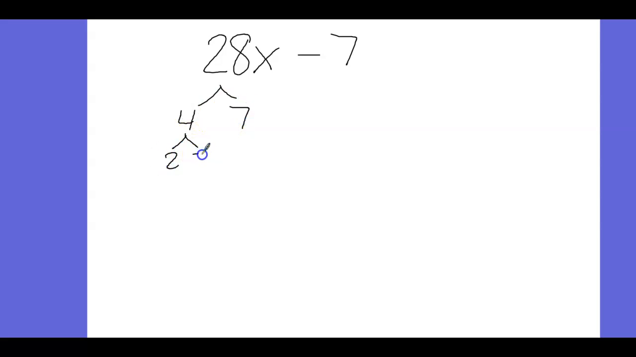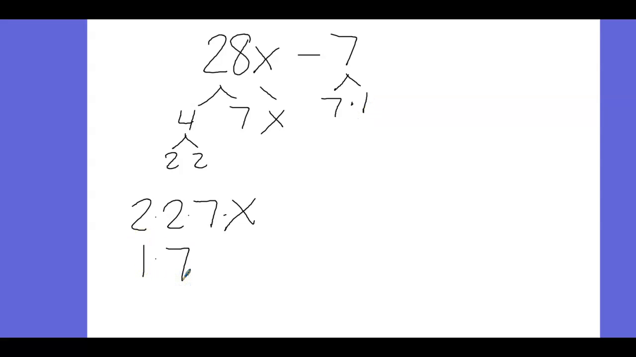Let's do 28x minus 7. What can I break 28 into? 4 times 7. I can break 4 into 2 and 2, and what else do I have? X. So my prime factorization is 2 times 2 times 7 times x. What can I break 7 into? 7 and 1. So I have 1 times 7.